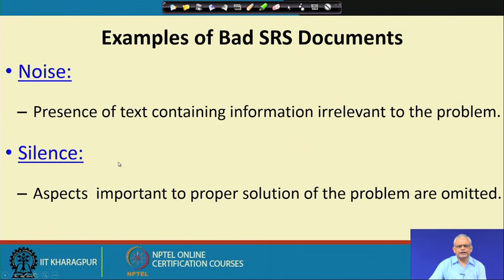Another very undesirable aspect of a bad SRS document is noise. Noise is something which is unrelated to the problem. Basically, when the document is written in a very verbose style, there is a tendency to put information which is not really part of the problem being solved, and this makes it difficult for the developers and testers to figure out which sentences to ignore and which sentences to take. Another very undesirable aspect of a requirement document is silence, which is basically omitting some important issues, maybe functional requirements, non-functional requirements, constraints, interfaces, and so on.